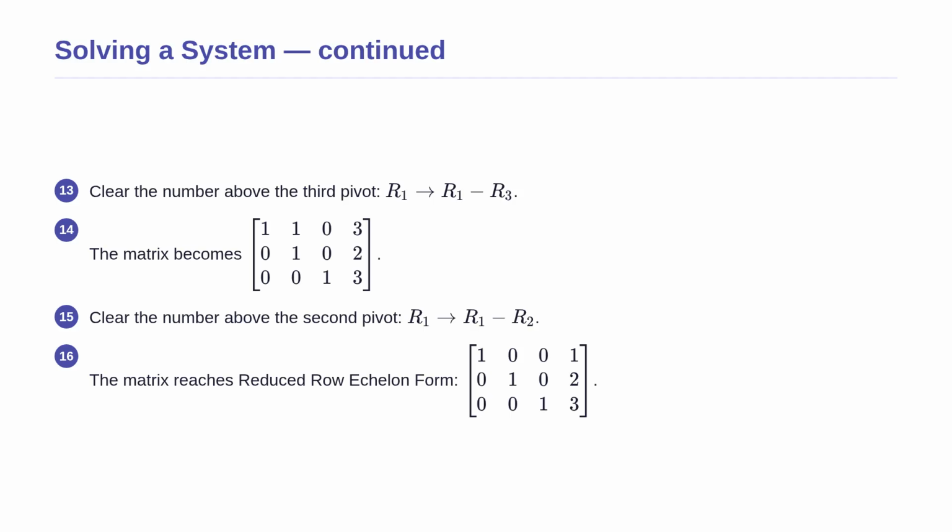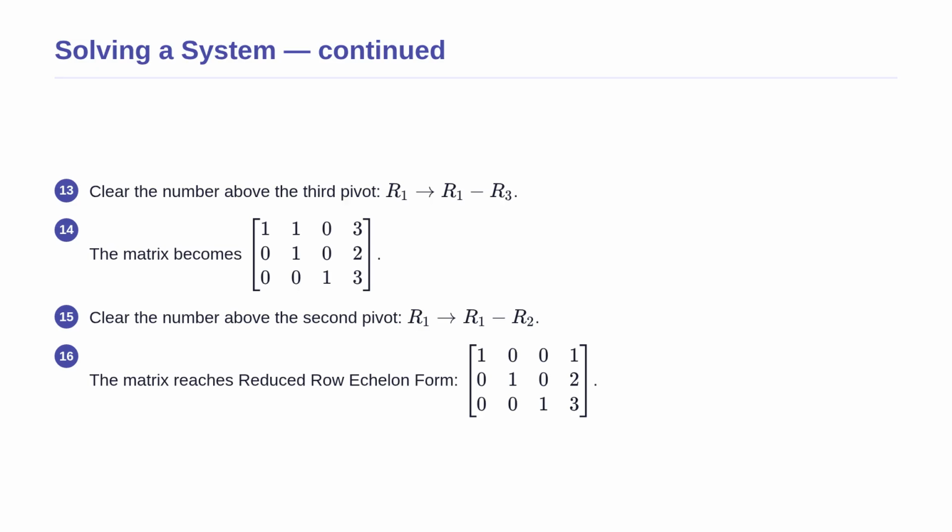We start from the right side and work backwards. The third column has a pivot of 1 at the bottom. We subtract the third row from the first row to turn the 1 above it into a 0. Our third column is now perfectly isolated. Finally, we look at the second column. We subtract the second row from the first row to clear the space above the middle pivot.